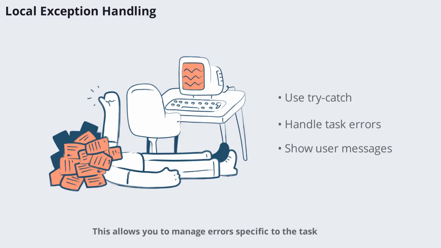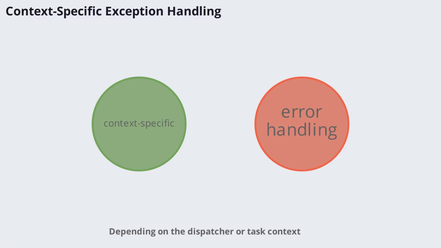This allows you to manage errors specific to the task, such as showing an error message to the user if a network request fails. It's a flexible way to ensure your app handles failures gracefully. Depending on the dispatcher or task context, you might want to handle exceptions differently. For example, you might log errors for background tasks or show alerts for UI-related failures. withContext gives you the flexibility to tailor your error handling to each situation.